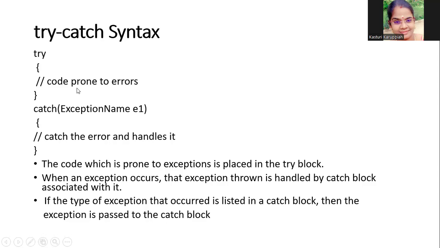And what code do we put inside the try block? Yes, the code that is prone to errors. The code which might create errors, those lines of code should be put inside the try block. Then what is the catch block? It handles the error. The particular error will be thrown by the try block, and the catch block will catch that error and handle it.